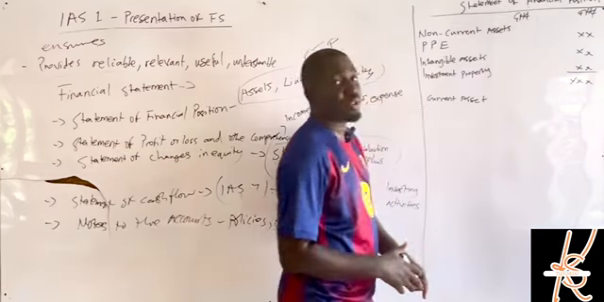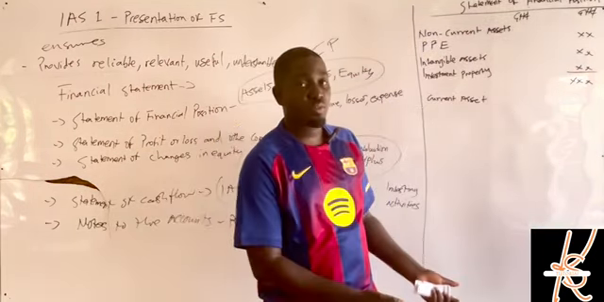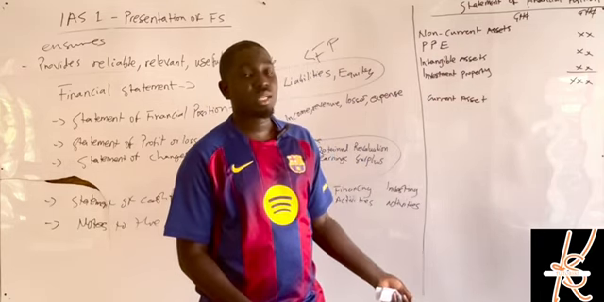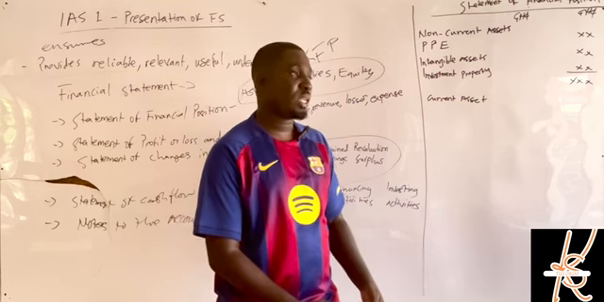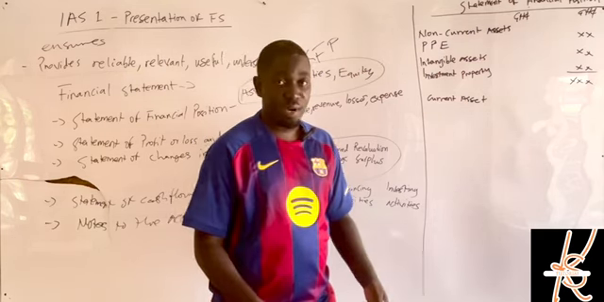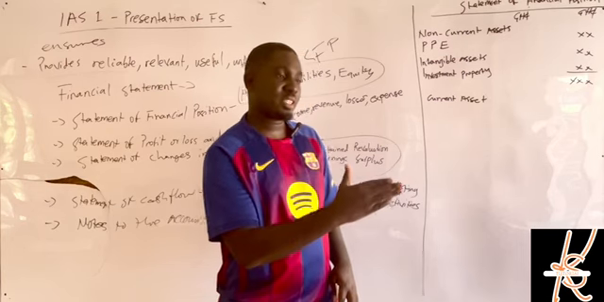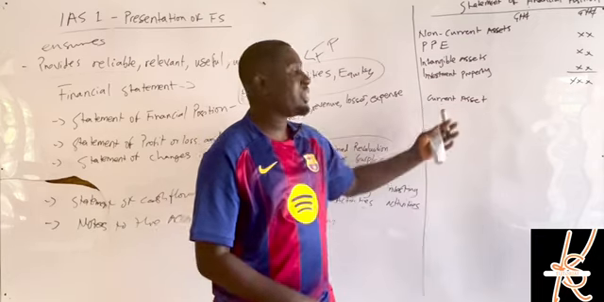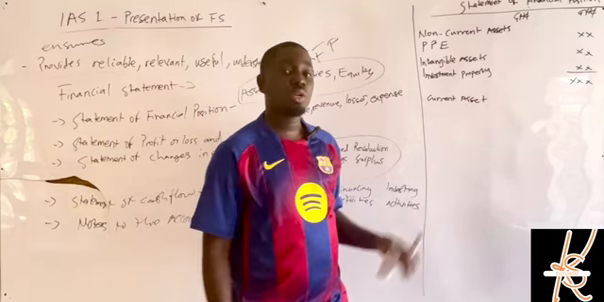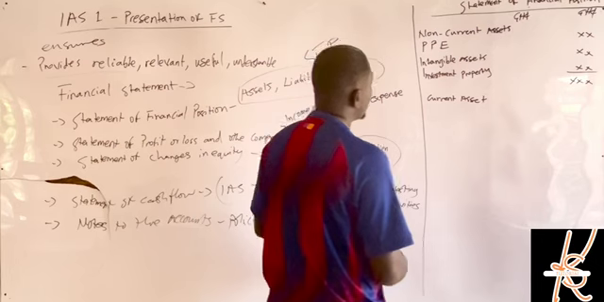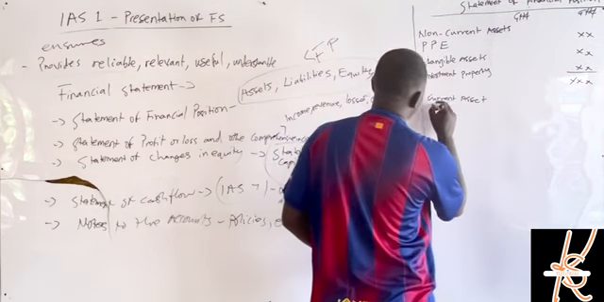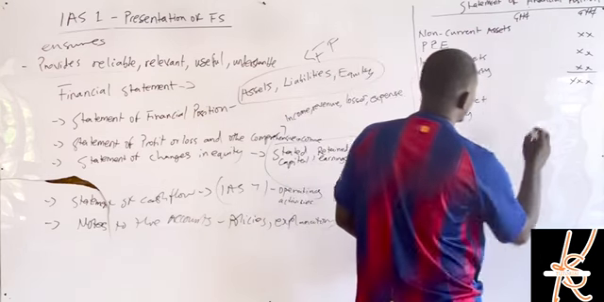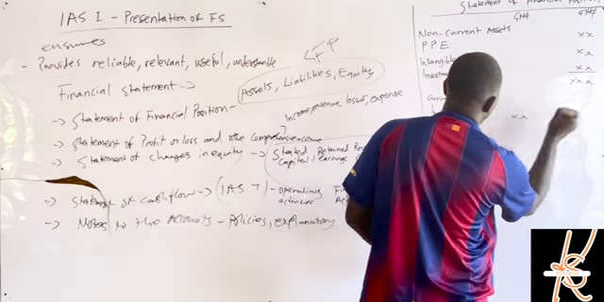Current assets are, if non-current assets will not be used in the next 12 months, then current assets are assets that will be used in the next 12 months after reporting. So let's say we reported on 31st December. Within the following 12 months, assets that will be used are current assets. The ones that will not be used are non-current assets. So under current assets, we have inventory. Other people will say stock. So inventory will be captured here.